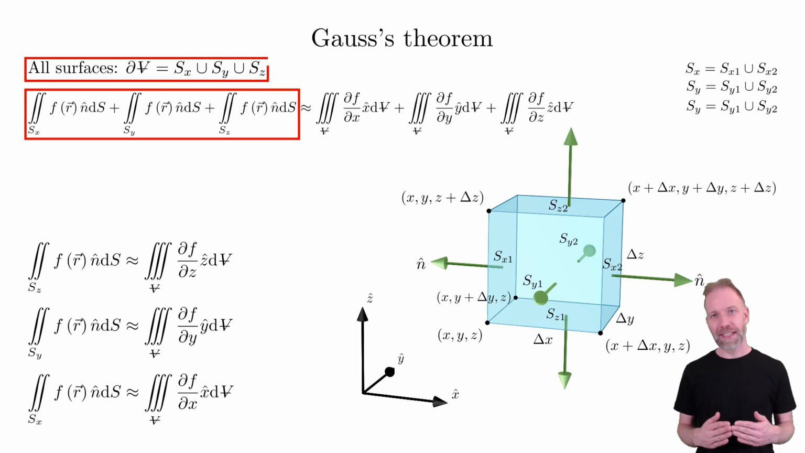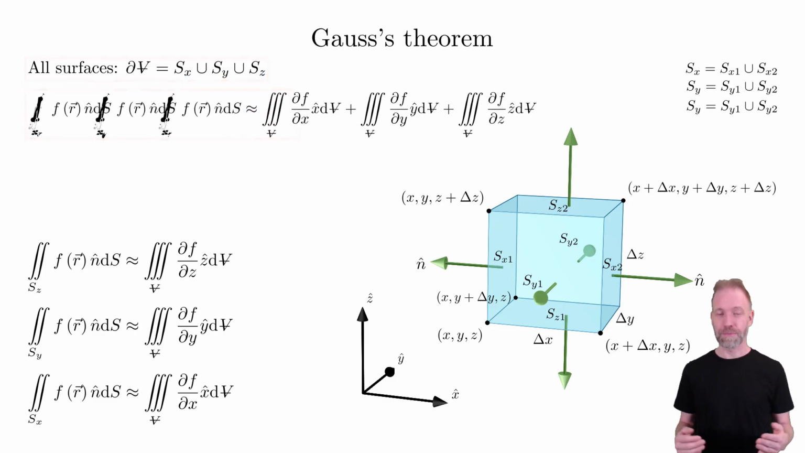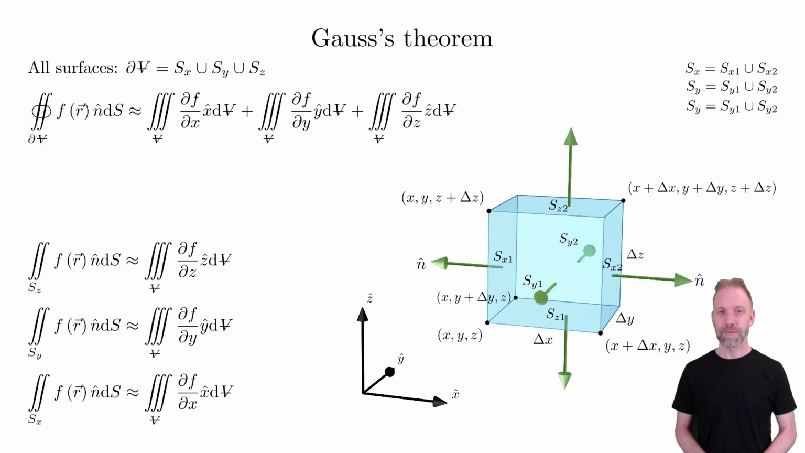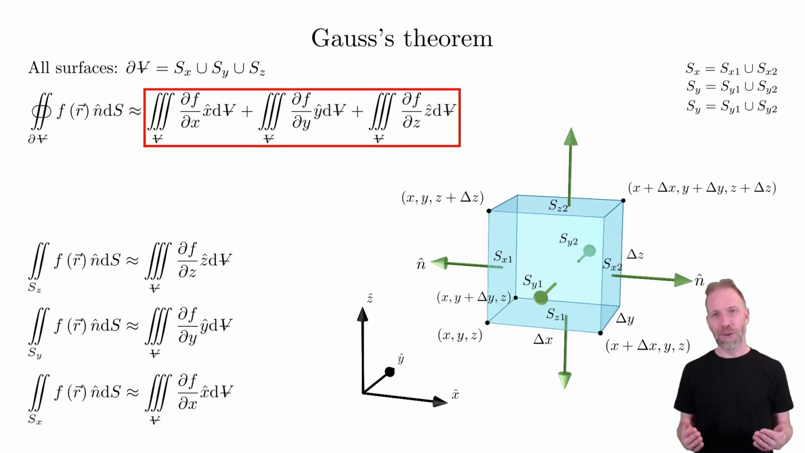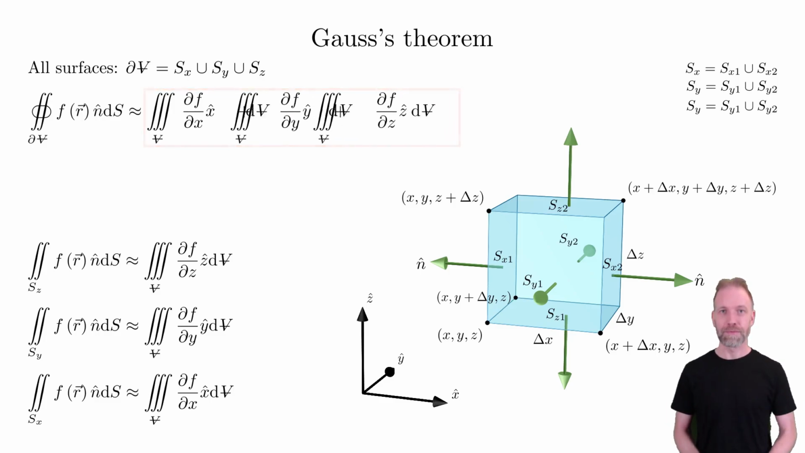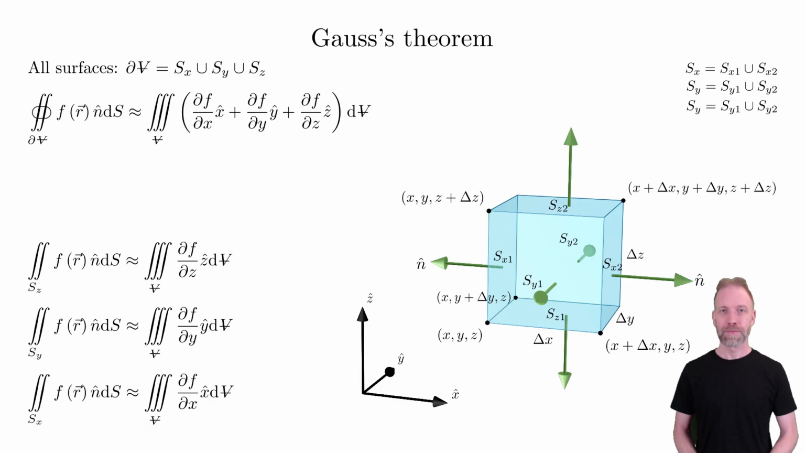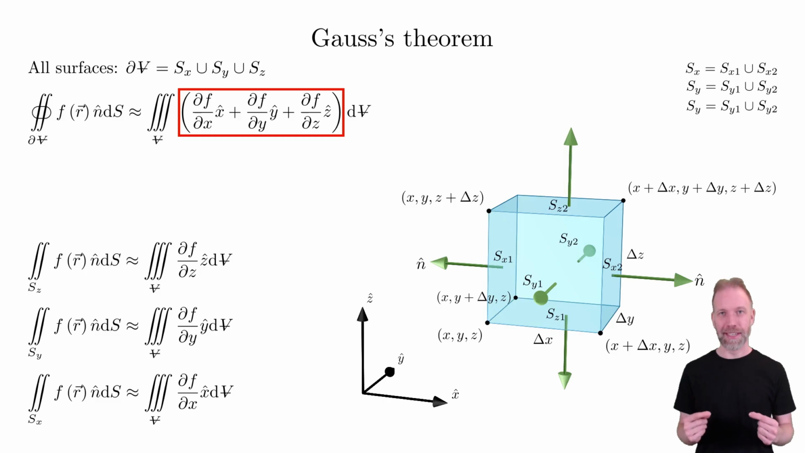Now that we are integrating the same function every single time, just on different surfaces, we can combine it into one integral over the boundary of the cube. As all surfaces are included, it's a closed integral. These are instead all integrals over the same volume, and we can merge them to one integral. We can now identify this as the gradient of f.